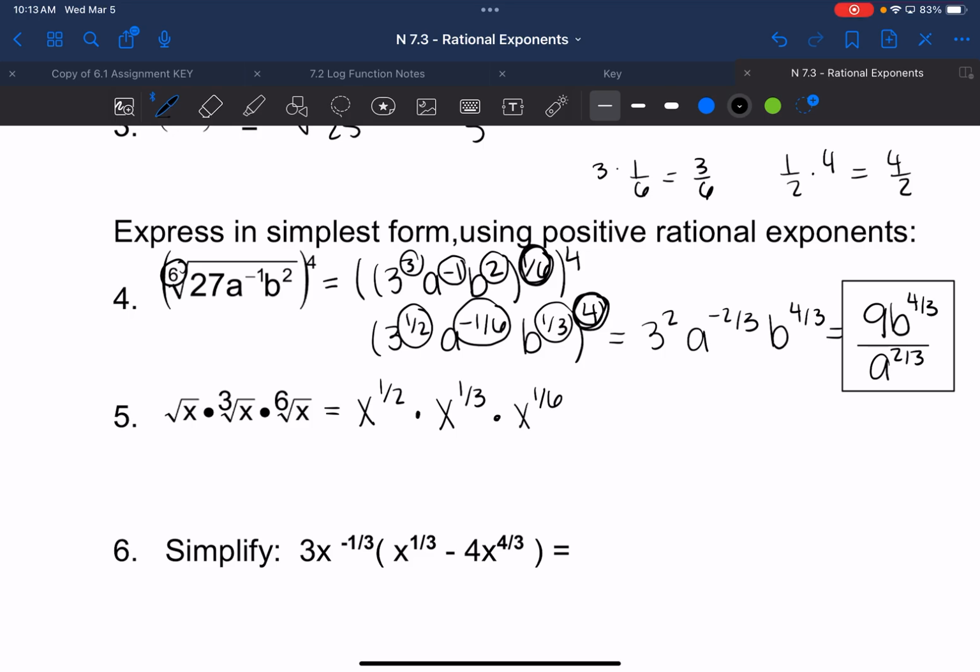Okay. All right. So recalling our rules, we are multiplying. What do we do with exponents when we multiply? Add them. Right. Okay. So I'm going to have x to the 1/2 plus 1/3 plus 1/6, right? I want to add these three fractions. But if I add fractions, what do I have to have? Common denominator. So between 2, 3, and 6, what should be our denominator?